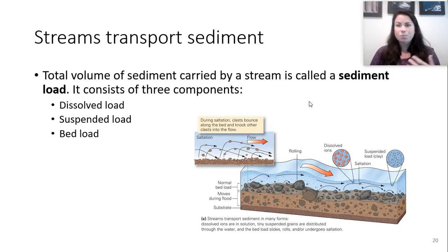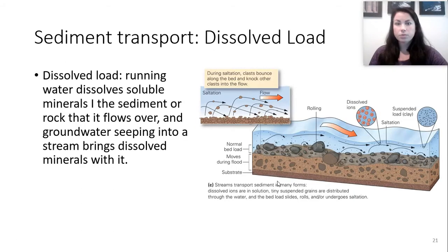So streams transport sediment, and there are a lot of different ways that we can understand how sediment is moved. The total volume of sediment carried by a stream is called a sediment load, and there are different components. First is a dissolved load, next is suspended load, and the third is bed load. So first is dissolved load. Dissolved load is where running water dissolves soluble minerals in the sediment or rock that it flows over. And groundwater seeping into a stream brings dissolved minerals with it.